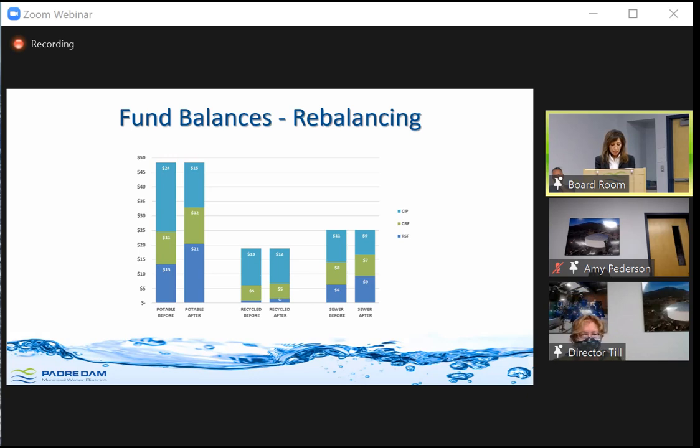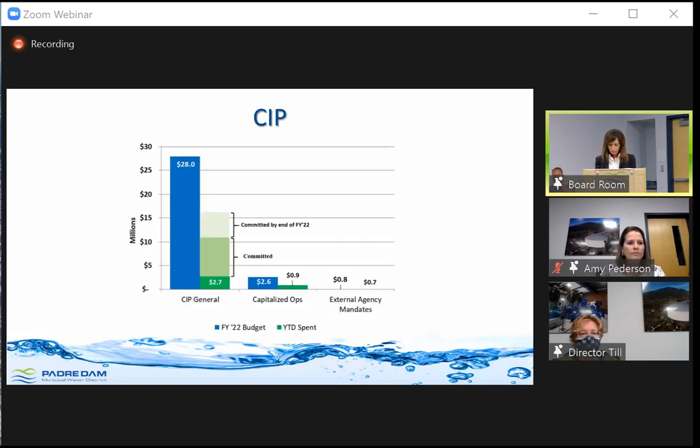So you can see that what I had been intending to do, for example, for potable water was to have $21 million in the RSF fund and $12 million in the CRF fund. And because things were different than projected, they got out of whack. So this is just putting it back to where it was originally supposed to be. And I'm happy to answer any questions.